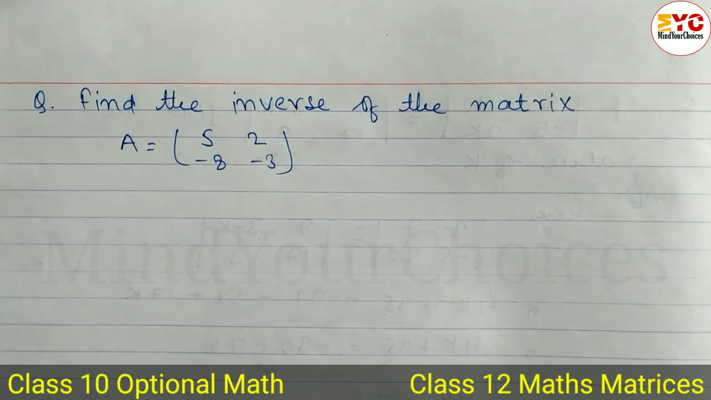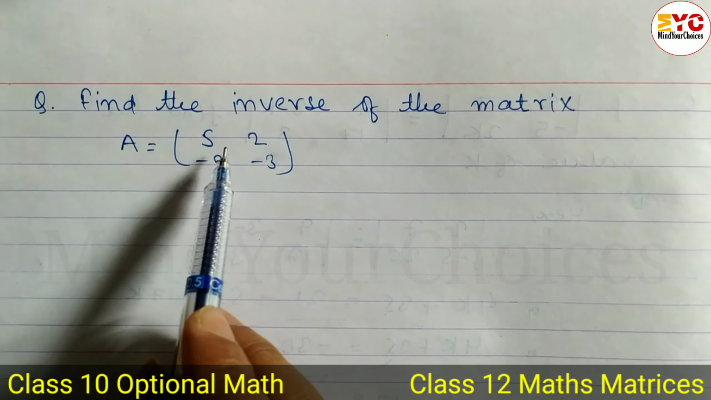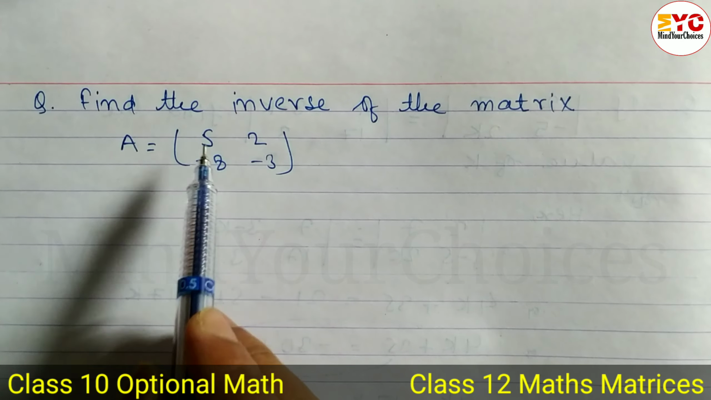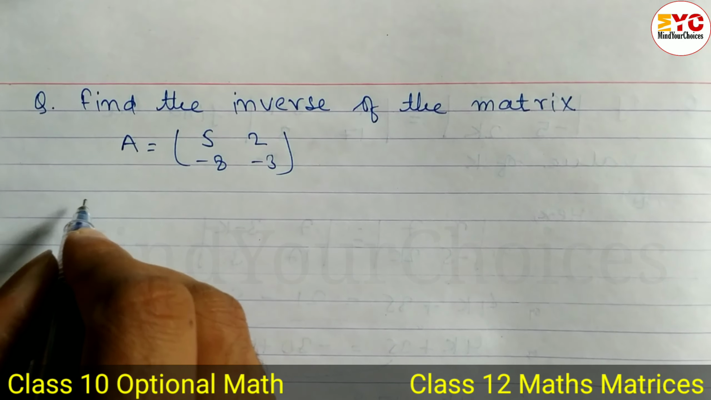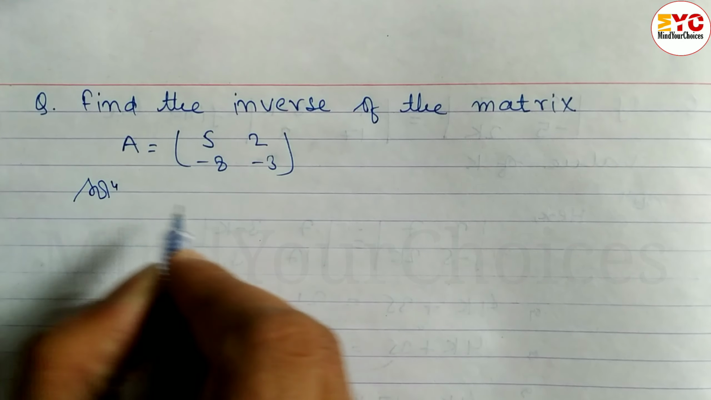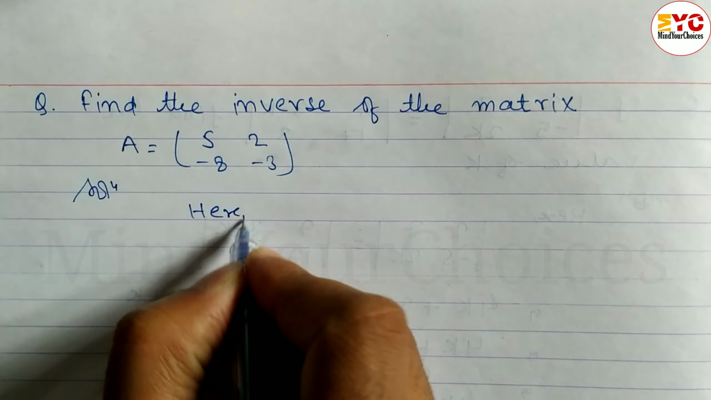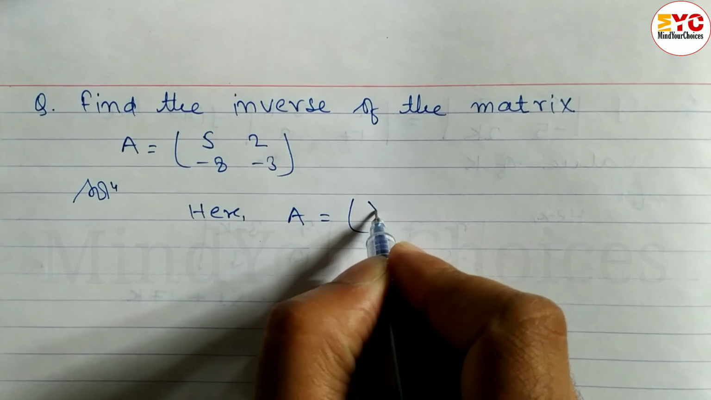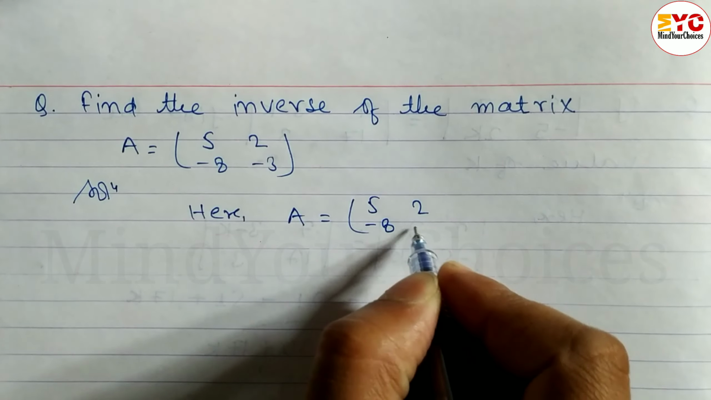Find the inverse of the matrix A equal to this. One matrix is given, we have to find the inverse of this A matrix. So let's make a start here. Here matrix A is equal to 5, 2, minus 8, minus 3.